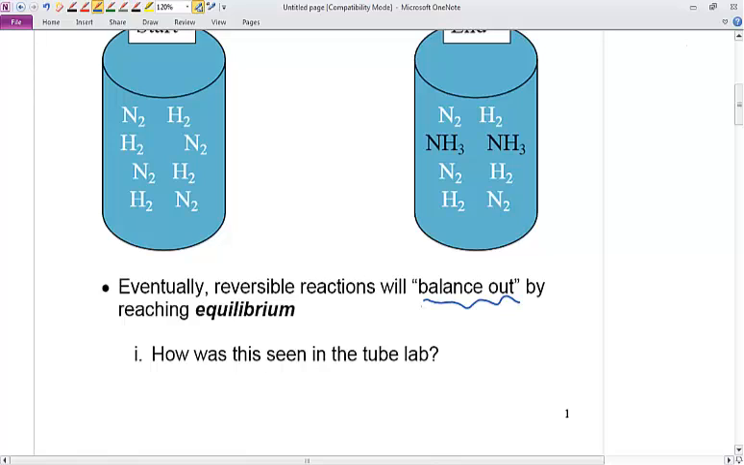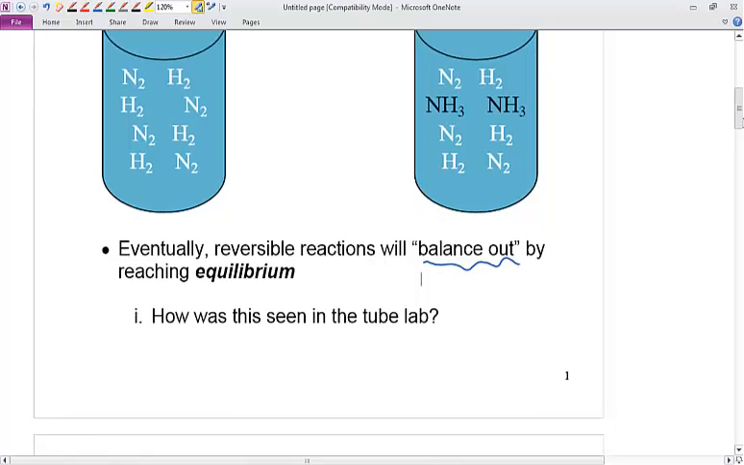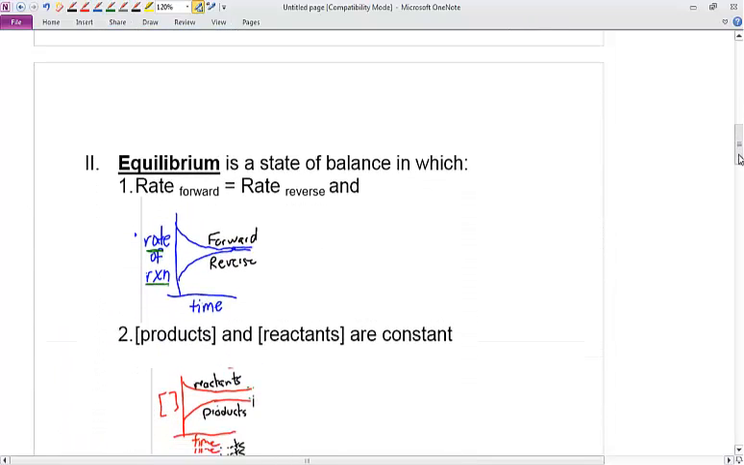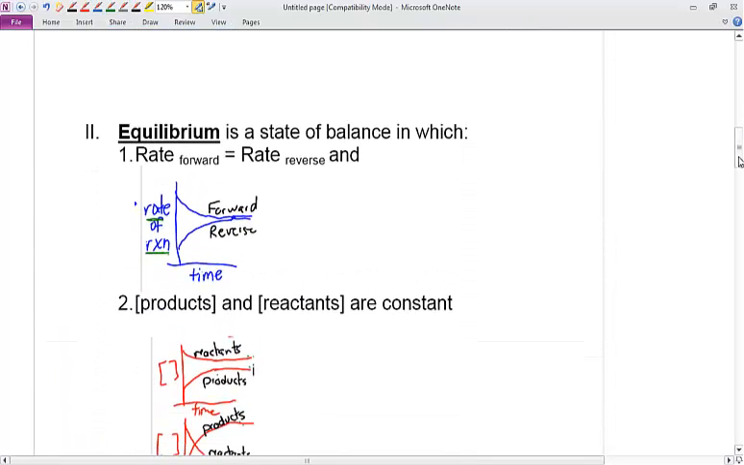Well, you got to equilibrium when the amount of water in each tube wasn't changing anymore, and that is exactly the definition of equilibrium. Equilibrium is just a state of balance where the rate of the forward reaction and the rate of the reverse reaction are the same. So graphically, let me point out, this is not the graph that you graphed in class.